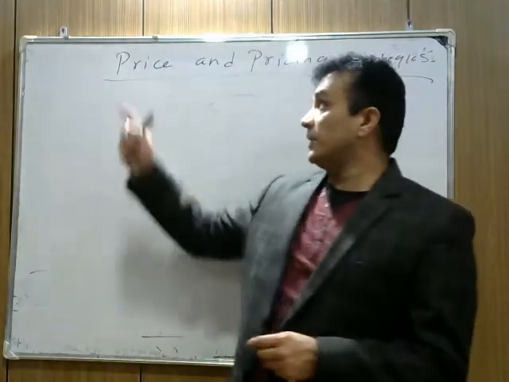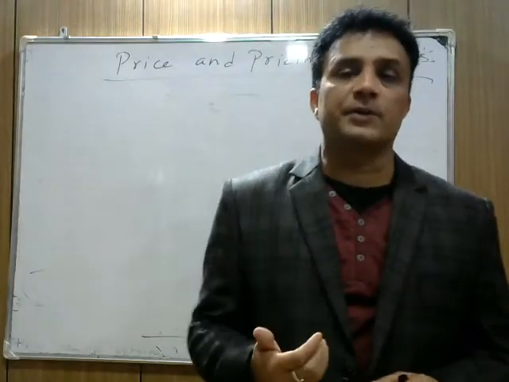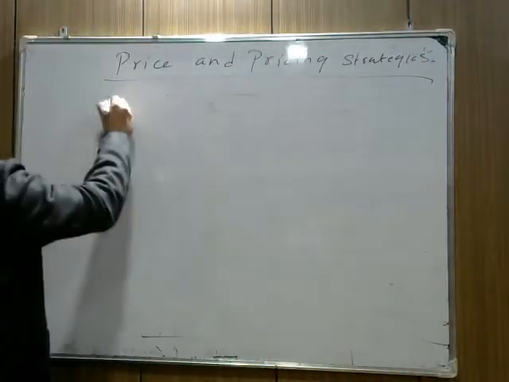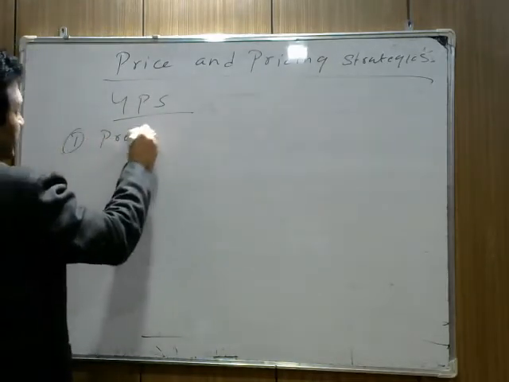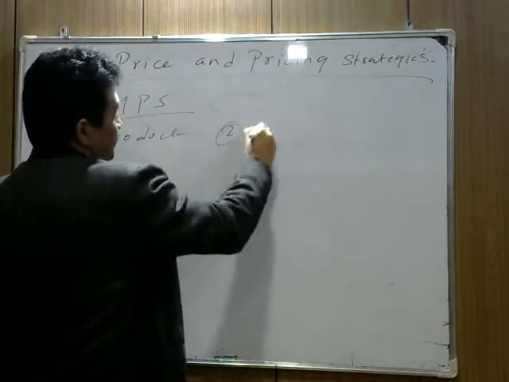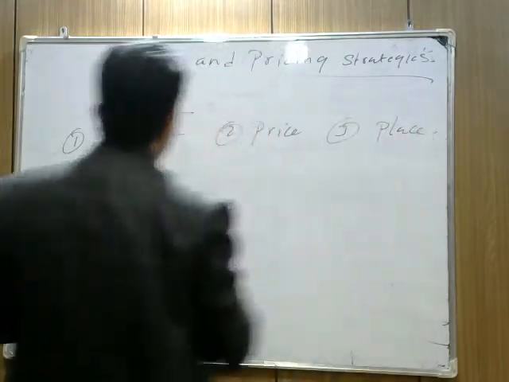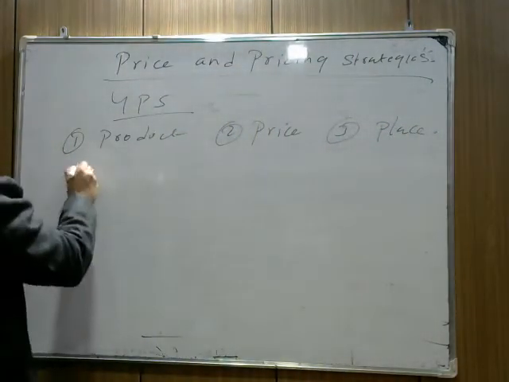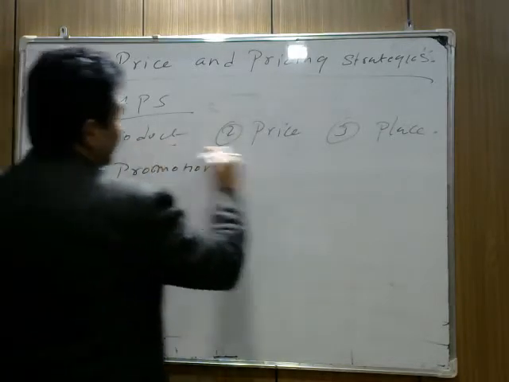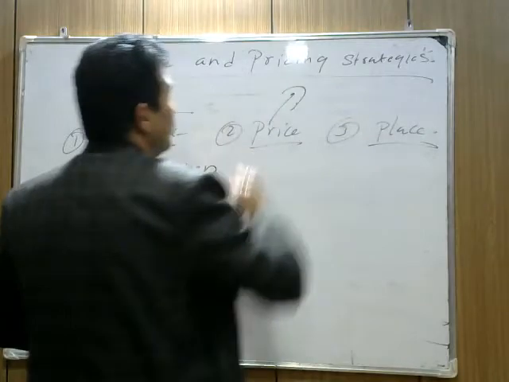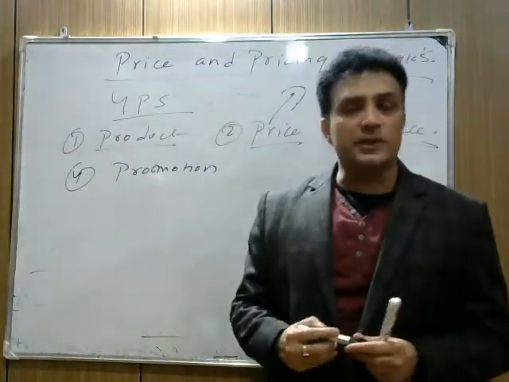The first thing is, when we talk about price, price is the only revenue generating activity among the 4 P's. You all know what the 4 P's are. The first one is product, then price, third is place, and how we promote them, and the fourth one is promotion. Among all the 4 P's, pricing is the only thing which generates revenue, because when you charge a price, only then can you generate revenue.